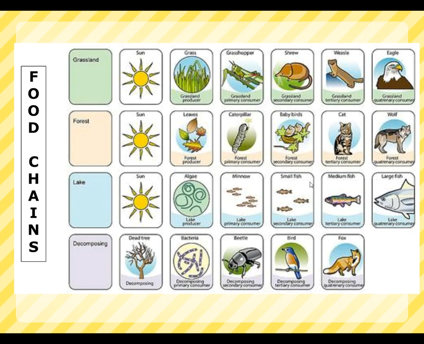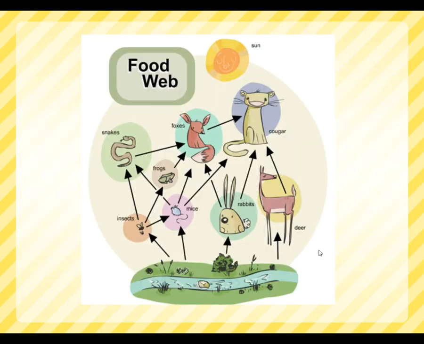So these food chains overlap, even though they're different areas: grassland, forest, and lake, they overlap. A tree might fall into the pond, so it's decomposing, and other fish are eating the algae that are growing on that branch. So these food chains can overlap, and that would make a food web. So again, here's a food web.